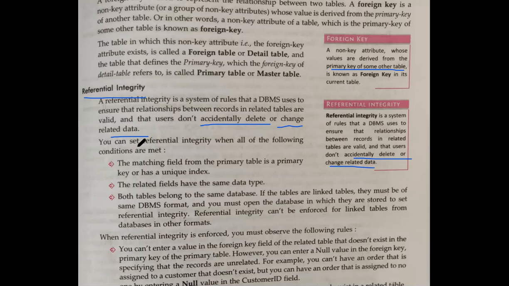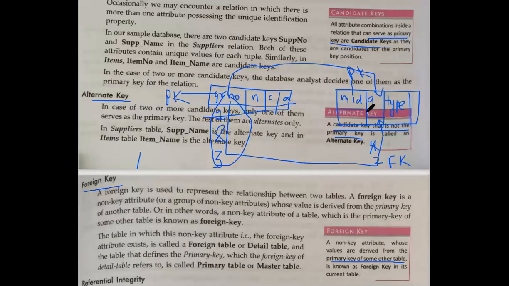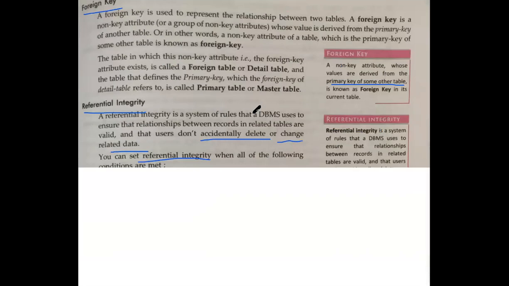Now, when we can set referential integrity, some points are given. First, the matching field from the primary table is a primary key and has a unique index. This is the first thing. It means if you want to set the relation, it must be a primary key in the primary table. This is the first requirement.